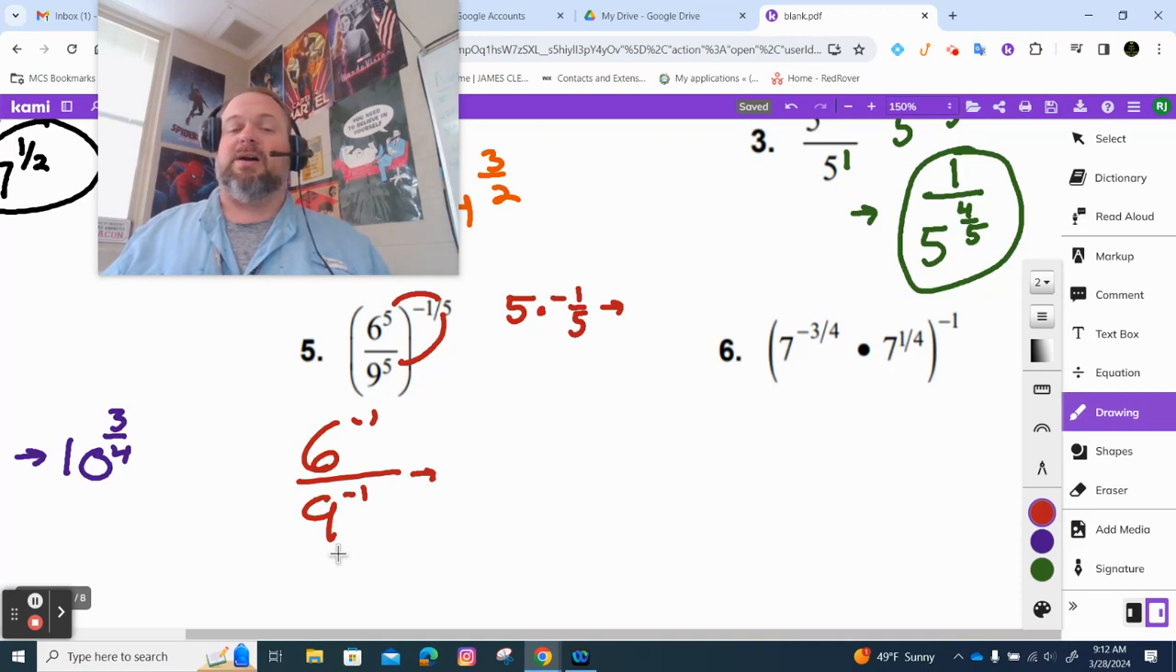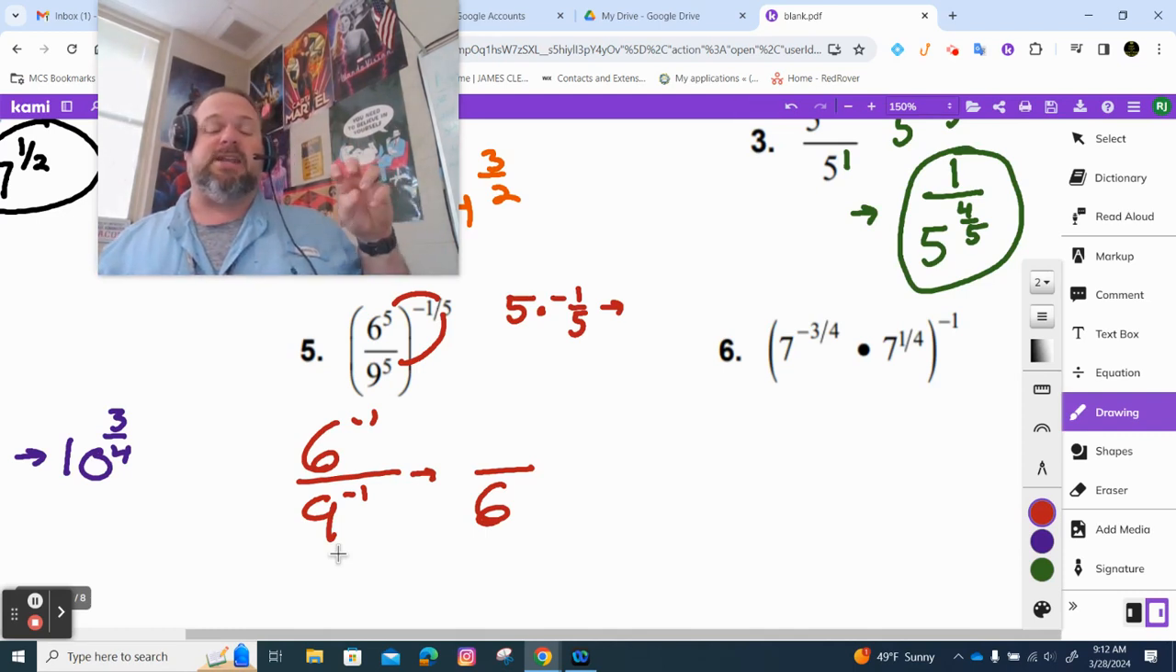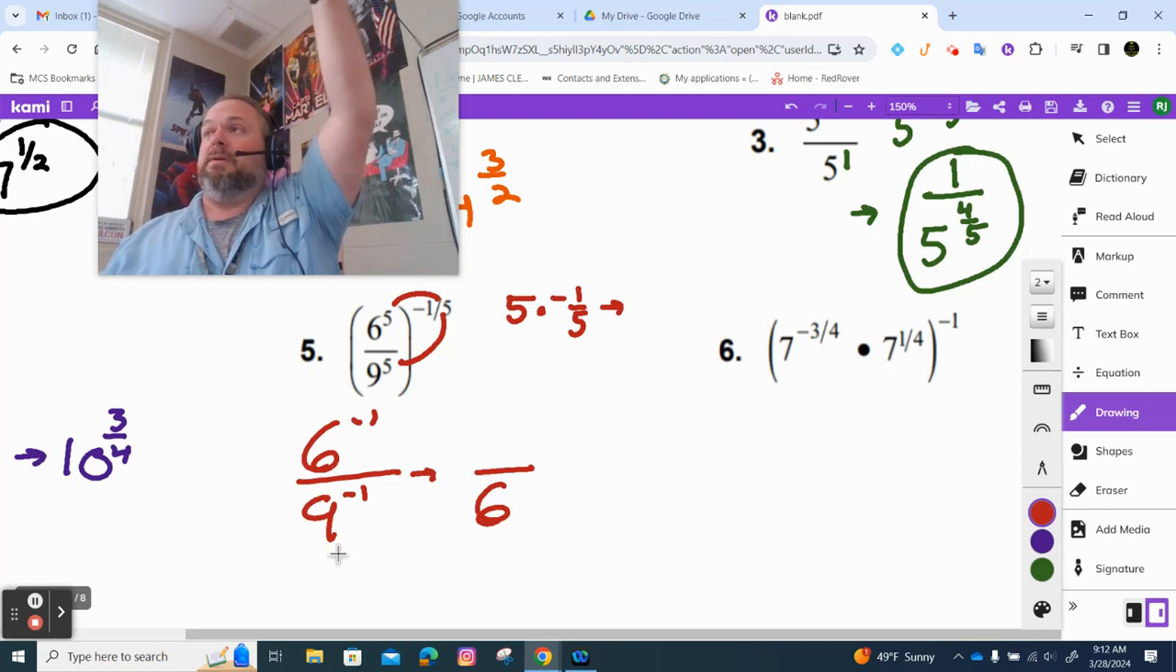If this is negative, how would I make this positive? Yeah, I put it in the bottom. This one's in the basement and it's negative because it started in the basement. It's about to have a glow up. So if it's negative and in the basement, how would we make it positive? Yeah, move it up.